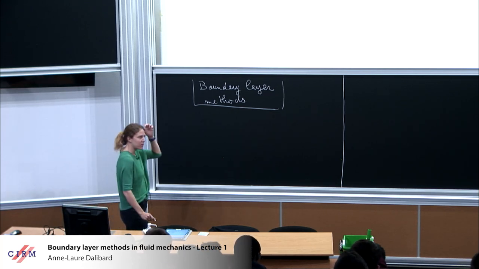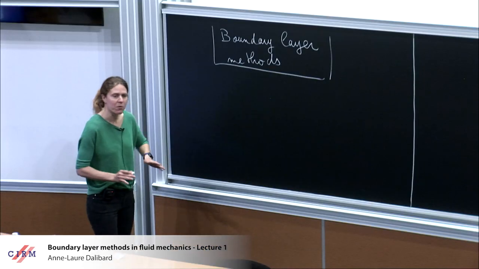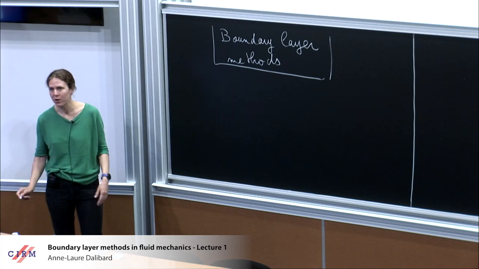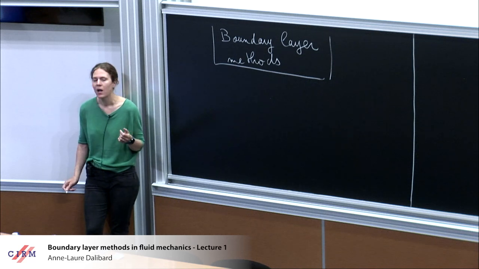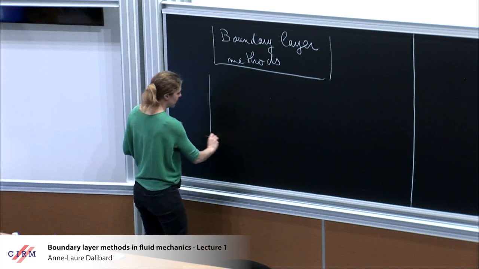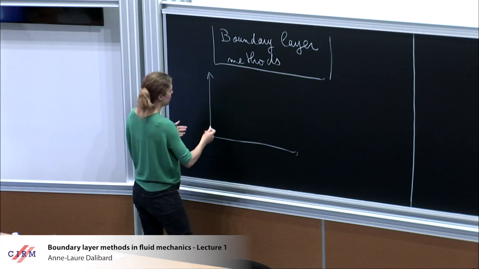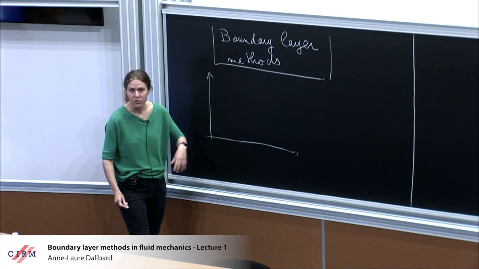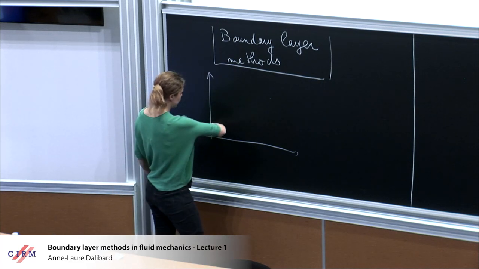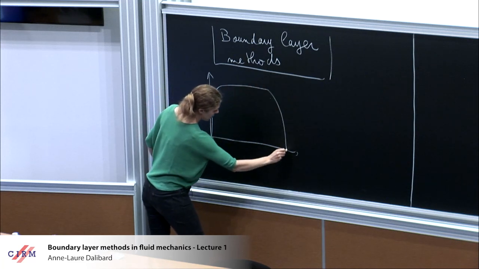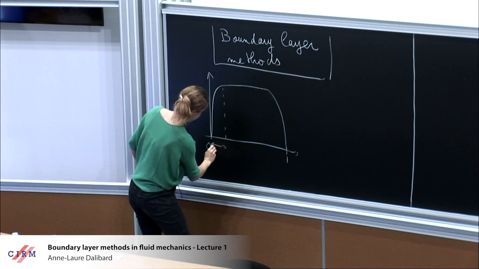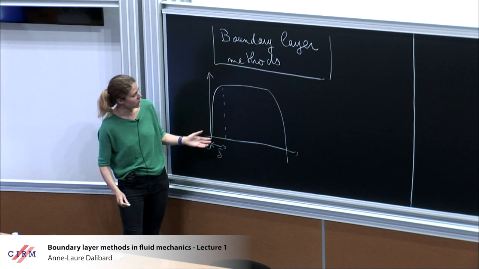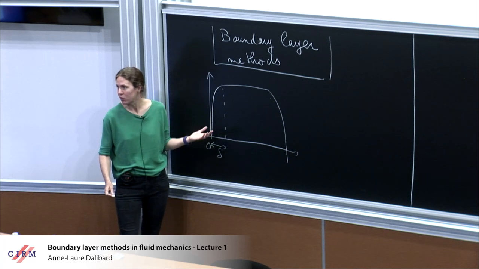So first, let me give you a little bit of motivation. I'll start maybe with just a definition of what a boundary layer is. A boundary layer is a zone of very small width that is located in the vicinity of a boundary and on which a certain physical quantity has strong variation. So the typical picture that you should have in mind is something like that. You have a certain quantity, which could be velocity, temperature, whatever, and that has a very strong variation, something like that. Let's say this is zero, this is one, this is, say, delta. If you have a picture like that, then you say that there is a boundary layer of size delta in the vicinity of the boundary.